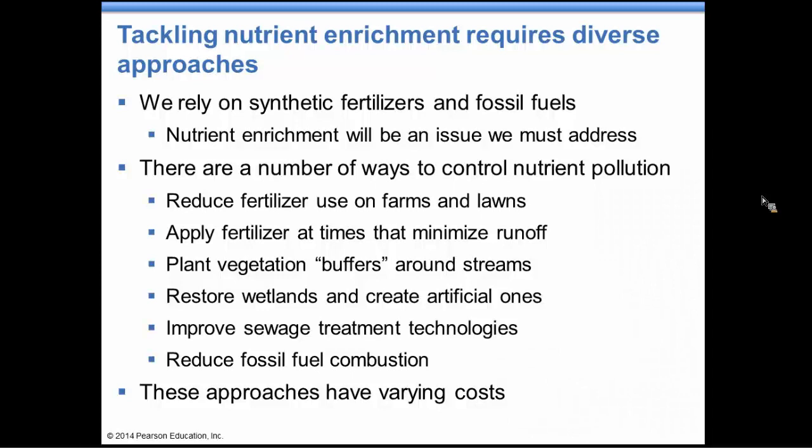Improve sewage treatment technologies. Maybe we should treat the phosphorus before we release it back out. And then a big one we should all be trying to do is reduce fossil fuel combustion. A systematic approach to restoration is really the only way to go about it.